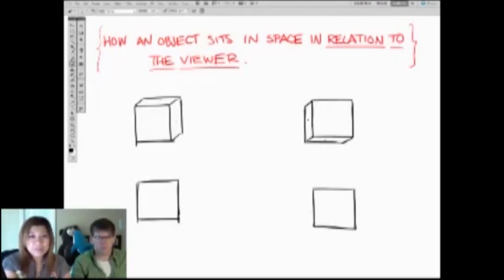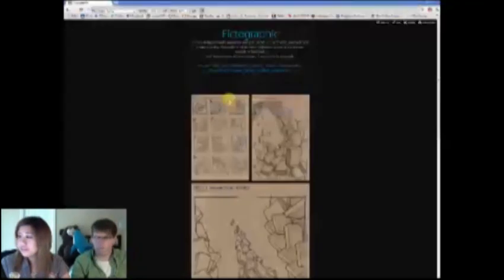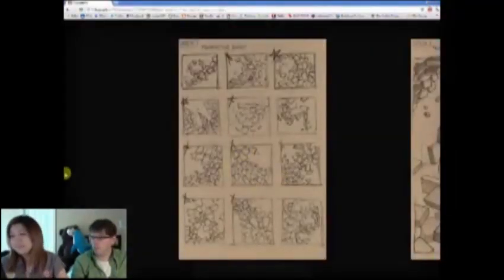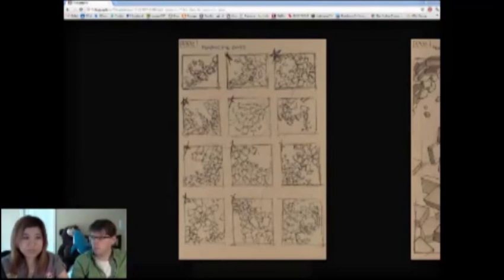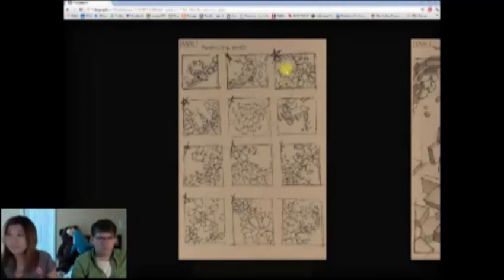I'm going to pull up a picture of one of my classwork assignments that I recommend that you guys do, which is to draw these perspective boxes.